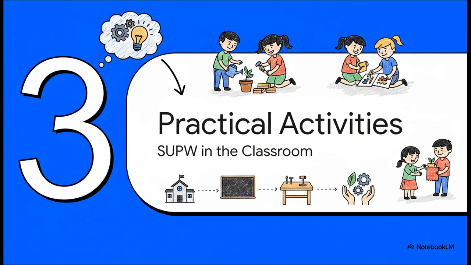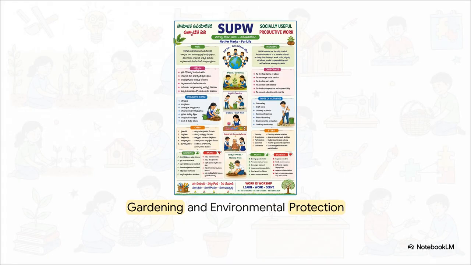Okay, let's look at Section 3, Practical Classroom Activities. So what does this actually look like in the schoolyard? Let's take gardening and environmental protection. When you organize an activity like this, you aren't just keeping students busy to pass the time. You're fostering a direct, hands-on connection with environmental stewardship. Think about it. A child who plants a sapling, waters it, and watches it grow, learns patience, nurturing, and an inherent respect for nature that literally no textbook can ever fully convey.